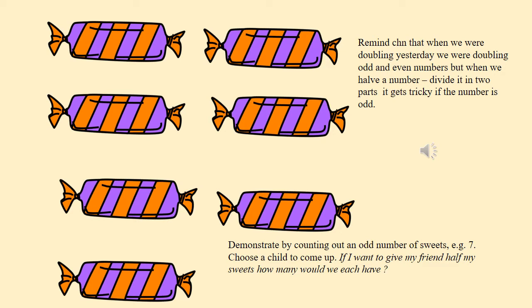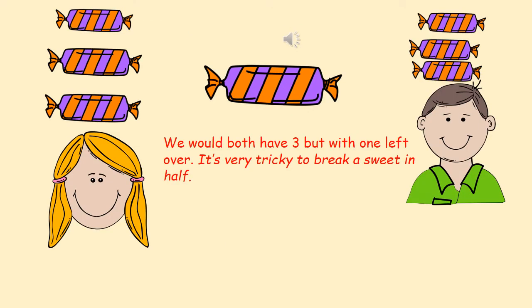I've got 7 sweets on my screen and I want to give my friend half of my sweets. Now, how many would each of us have? So we both have 3, but with 1 left over. And sometimes it's very tricky to break a sweet in half.